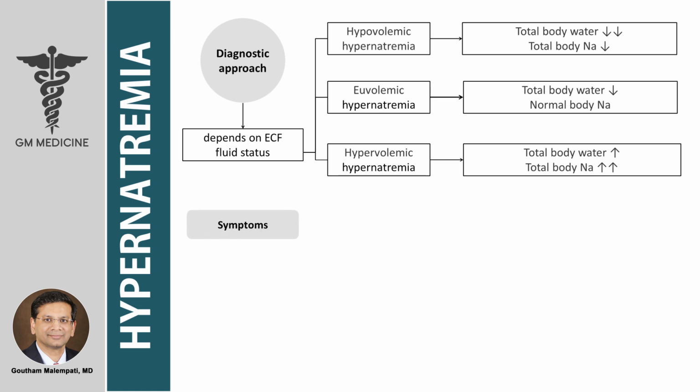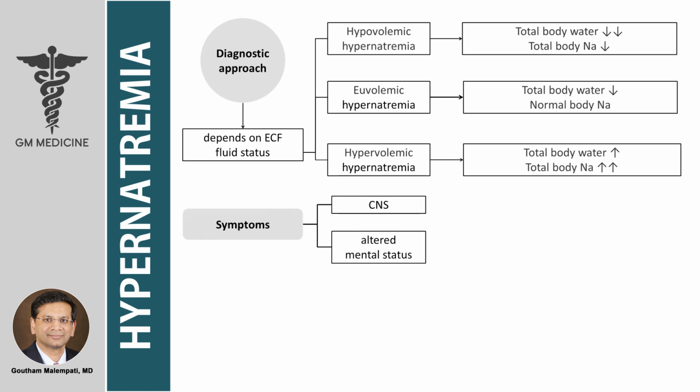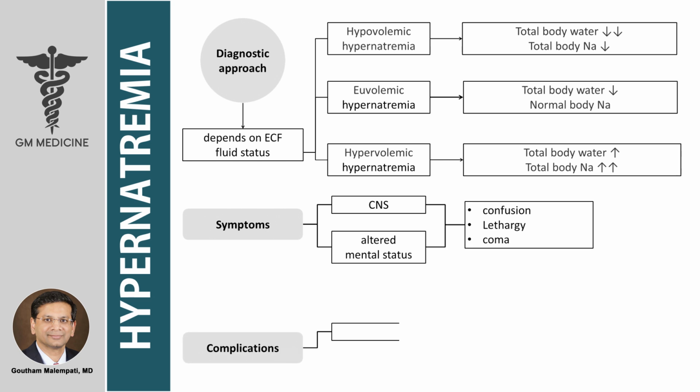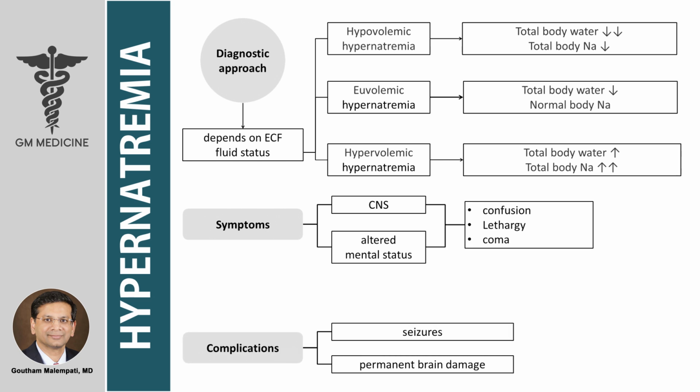Most common symptoms of hyponatremia are related to the CNS, which could be altered mental status causing confusion, lethargy, and coma. Complications of hyponatremia can be seizures and permanent brain damage. Symptoms of hyponatremia are related to the acuity and severity of hyponatremia.